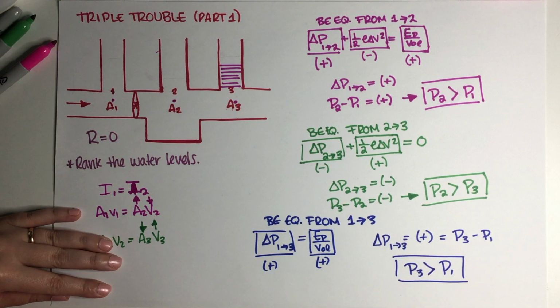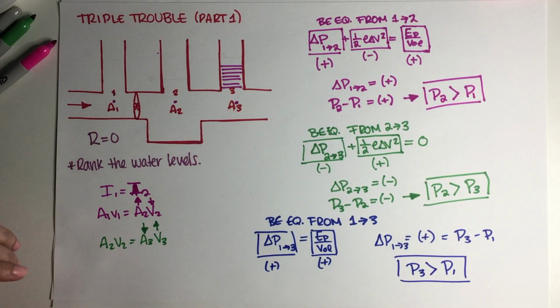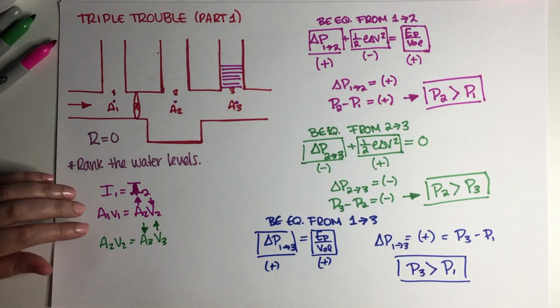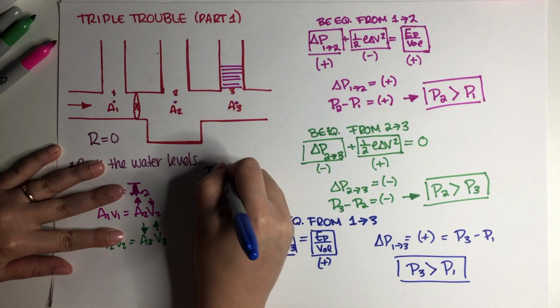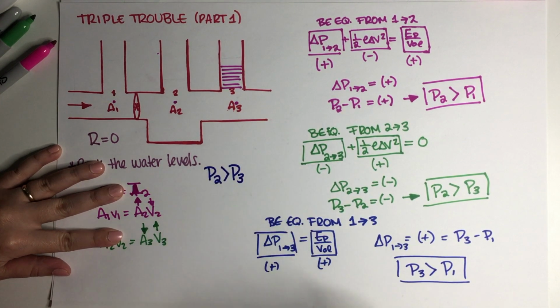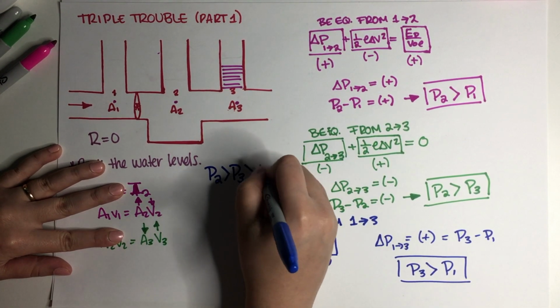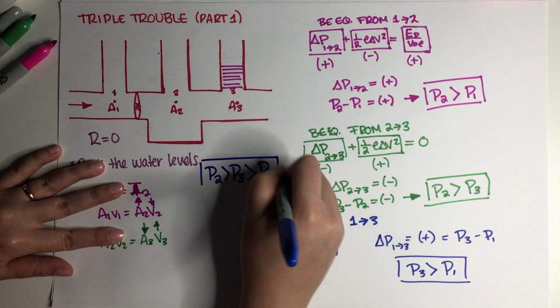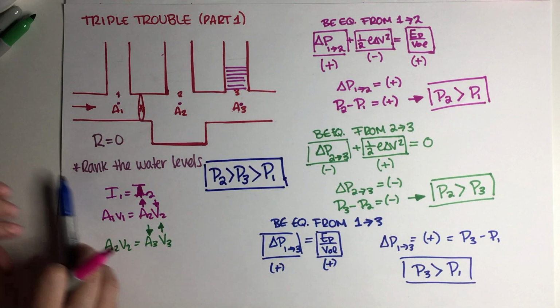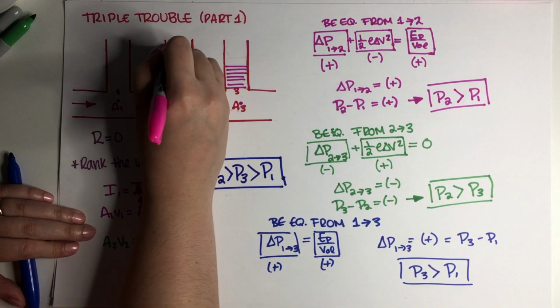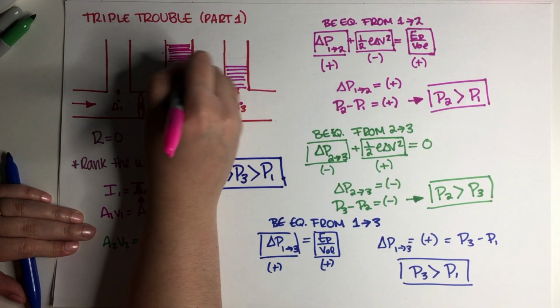And now this is the final answer. So the final answer for this first part of the quiz will be that pressure 2 is the highest, and then pressure 3 is the second highest, and then the lowest pressure will be pressure 1, which means that if I want to make this a drawing, then I need 2 to be the highest, so let's just make it very high like this.